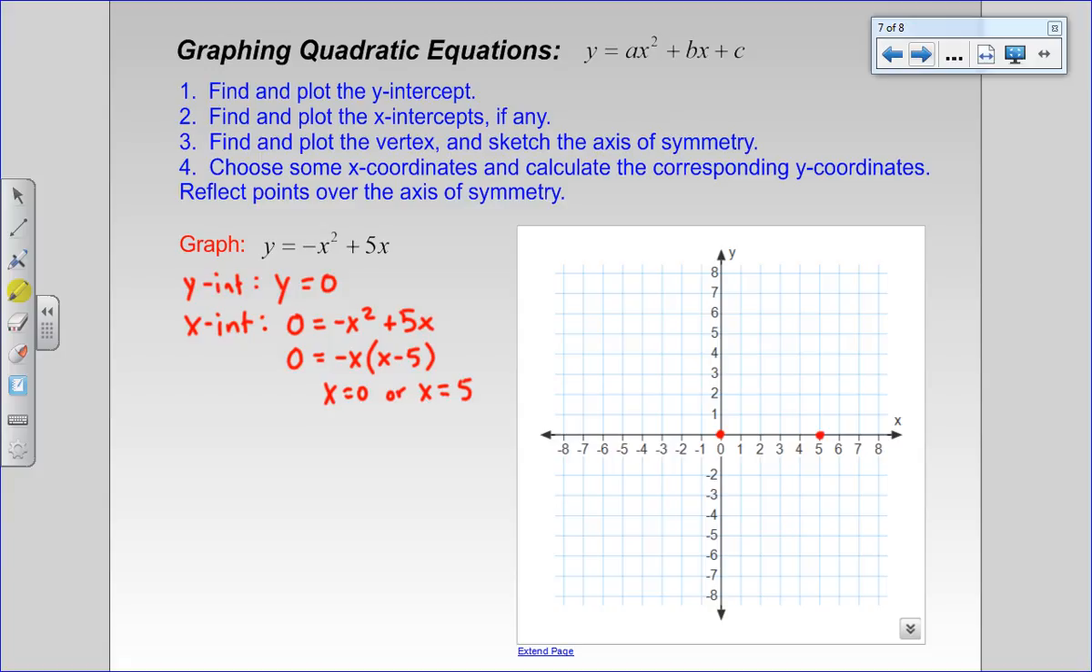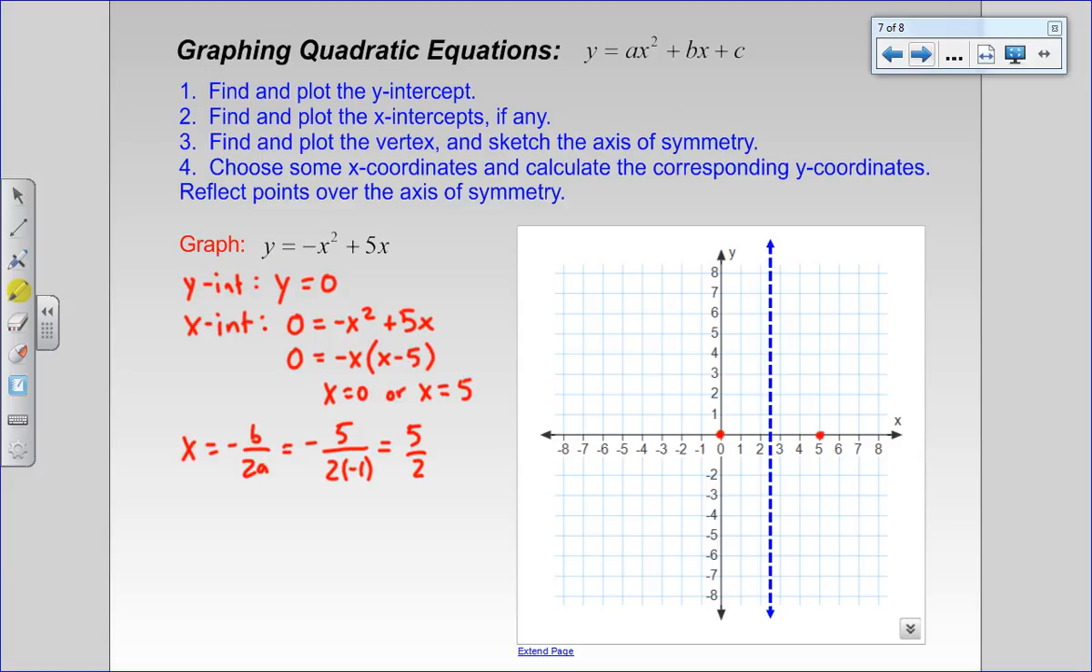Now let's find the formula for the axis of symmetry. x equals negative b over 2a. We have b equals 5 and a equals negative 1. So negative 5 over 2 times negative 1 would be 5 over 2, or 2 1/2. So let's sketch that vertical line. And once again, we see that it's midway between the two x-intercepts.